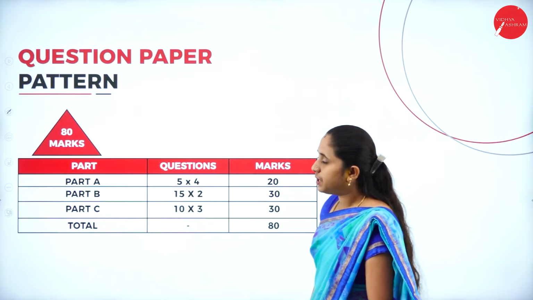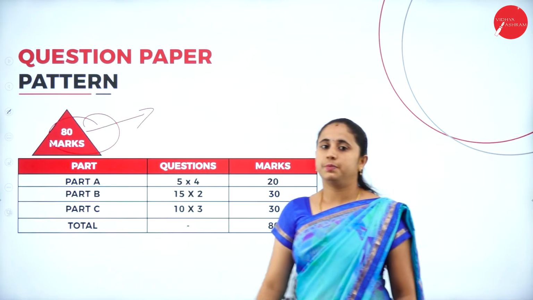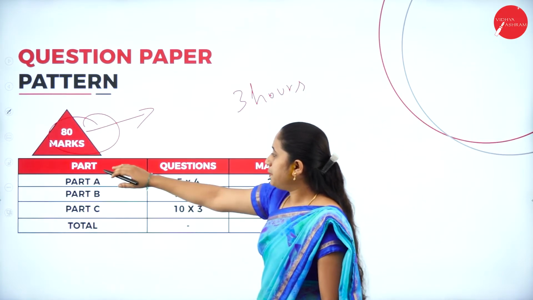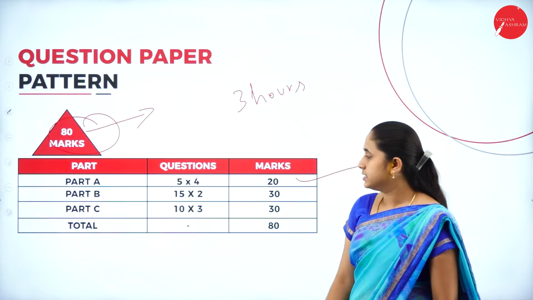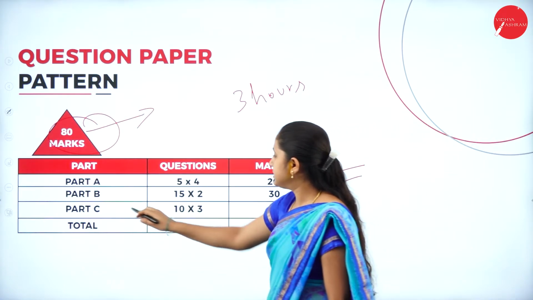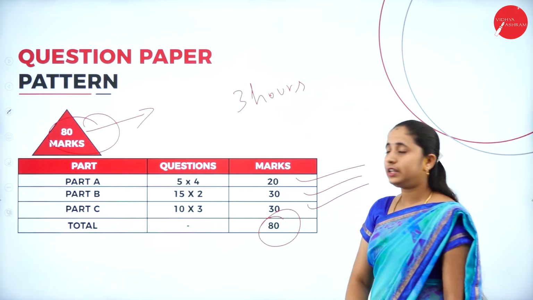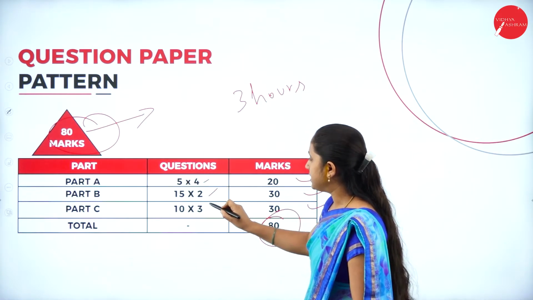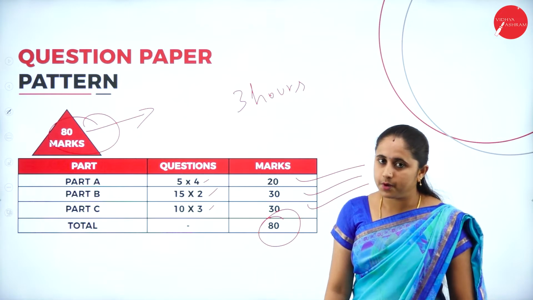Moving further, question paper pattern. So the final question paper pattern is for 80 marks, and the paper is 3 hours. The pattern is Part A, 5 marks into 4 questions for 20 marks. Part B is 15 marks, 2 questions, that is 30 marks. And Part C is 10 marks, 3 questions, 10 into 3, that is 30 marks. Total 80 marks. So in order to score 80 marks, you need to attend 4 plus 2 plus 3, total 9 questions.